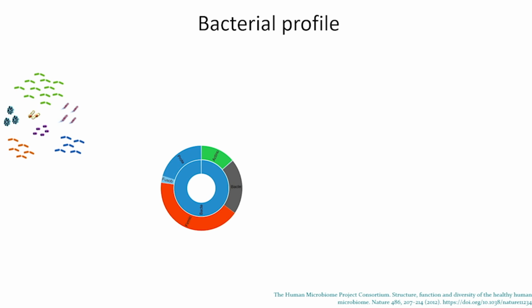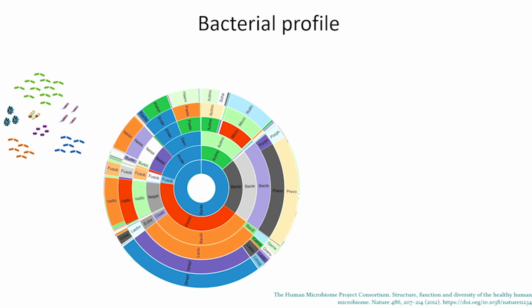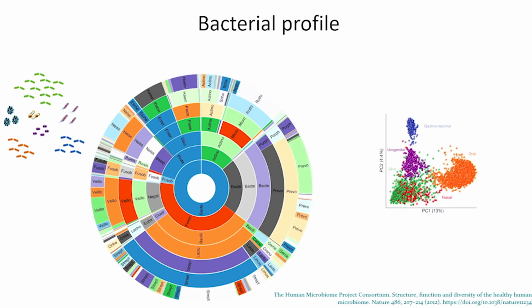So in this type of pie chart, we have information about the phylum level, the class level, order level, family, genus, and species as well. And this is exactly what comes in your reports when you send your samples for microbiome analysis. And that's why it's so important to understand.